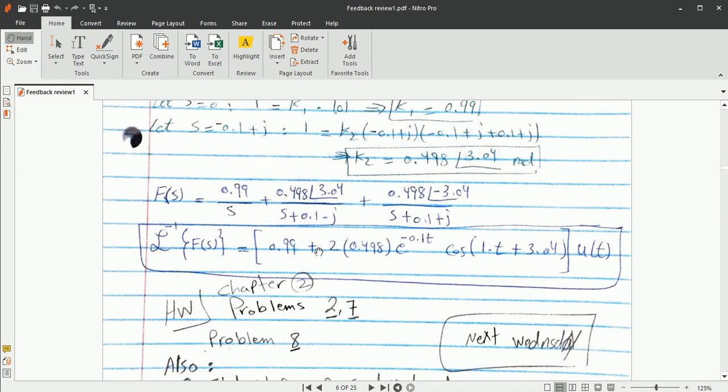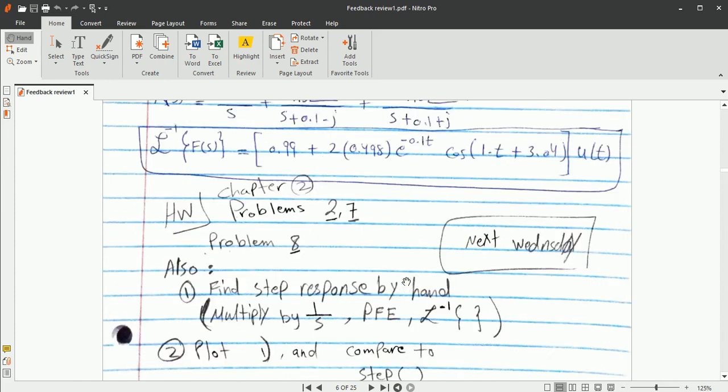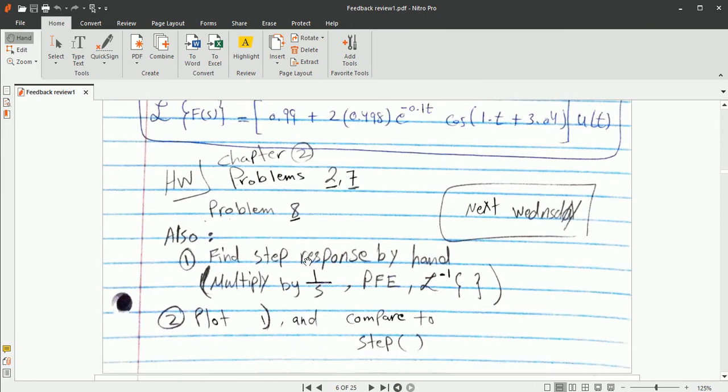This is 0.99 plus 2 into 0.498 e raised to the power minus sigma t, that is 0.1, this is sigma, minus 0.1 t, cos of omega t, that is 1 dot t plus phi 3.04. So this is how you obtain this expression. We will further do some more ahead.